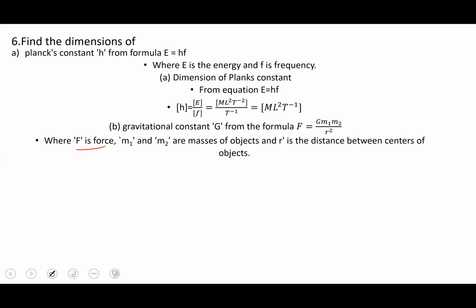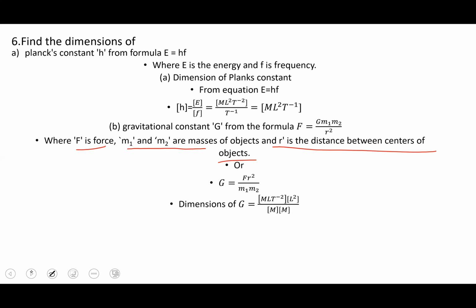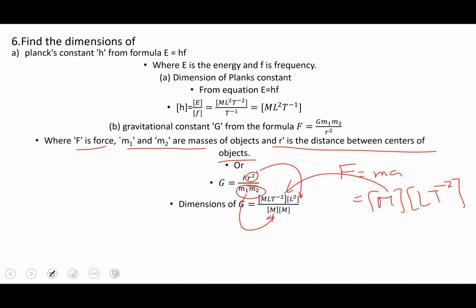Now, where F is the force, m1 and m2 are the masses, and r is the distance between the objects, or we can simply say G is equal to F r square divided by m1 m2. If we put in the dimension of F, as we know, F is equal to ma, m has the dimension of mass, a has the dimension of L T to the power minus 2, so it is M L T inverse square. R has a dimension of L square, and mass has a dimension of M, and this mass has a dimension of M as well.